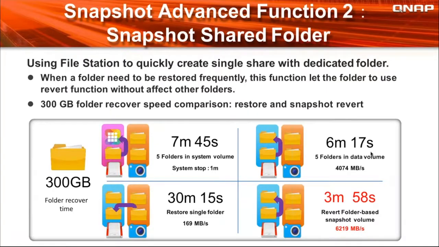Another feature we've had for a while now, this isn't that new, is the ability to have a snapshot share folder. What that is, it makes a folder that's its own LUN that you take snapshots of. What we have found is that reverting a snapshot of, say, a 300 gigabyte snapshot share folder is faster than reverting a 300 gigabyte folder that's within a larger volume. So that can just make the restoring a little bit faster to make a snapshot share folder.